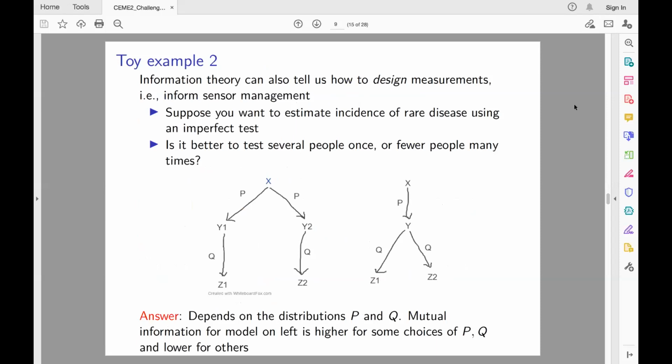Right. So another pitch for information theory is that we can decide what measurements to take. In other words, we can decide where to put our sensors. Yanis has this very interesting example where there are two different settings. There's an X that you care about, and two versions of how you get Z1 and Z2, the noisy measures.